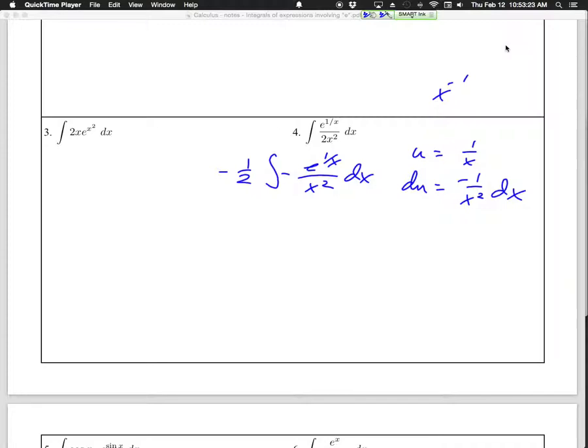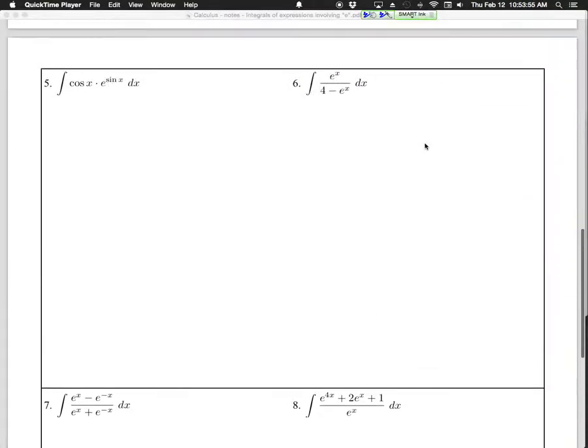Why is there a negative in the derivative? Because 1 over x is the same thing as x to the negative 1. If I take the derivative of this, it gives me negative 1, x to the negative 2. So now when I integrate, I know the negative 1/2 has to come down. And what else? e to the 1 over x plus c.